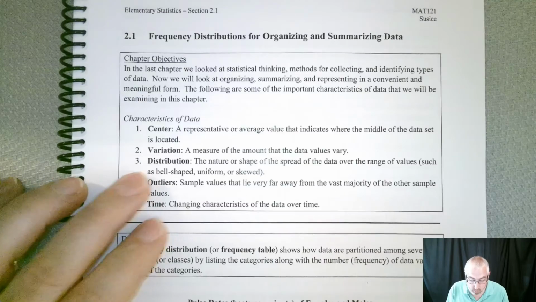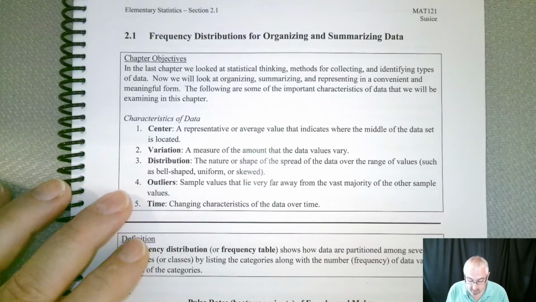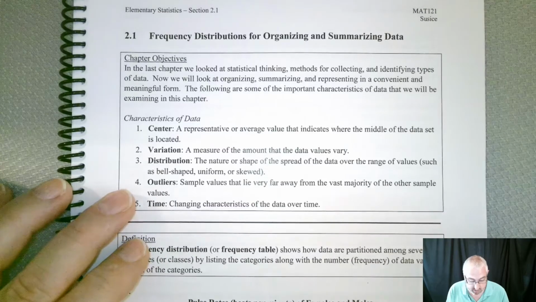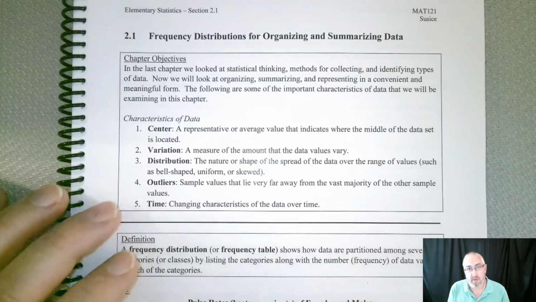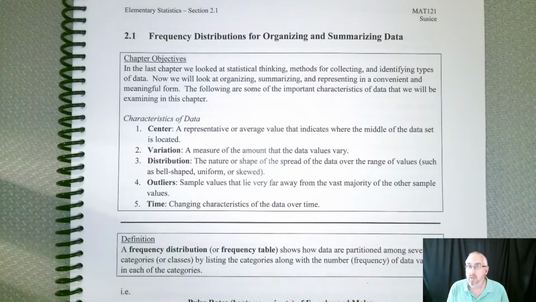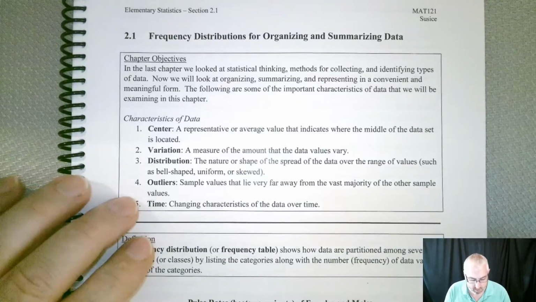Distribution, so the nature or shape of the spread of the data over the range of values, such as bell-shaped, uniform, or skewed. We're going to see some of those examples later on so you really get a sense of what it looks like. So you can kind of look at it and say, oh, I know what the shape is, and you can get some information based off of that.